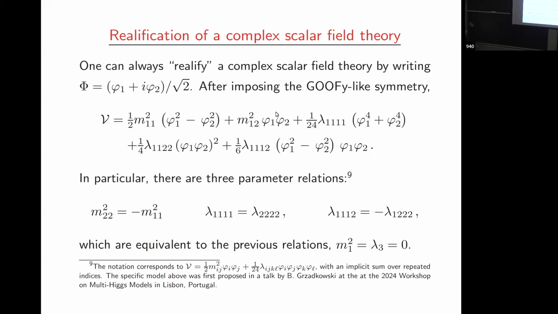And there are 3 parameter relations, and here they are. These are the parameter relations that are equivalent to m1 squared equal lambda 3 equals 0. And the reason I've done this is because if you look at these parameter relations, they look exactly like those two HDM parameter relations: lambda 1 equals lambda 2, lambda 6 is minus lambda 7, and m2 squared is minus m1 squared. So now we're getting something that looks very similar, in a much simpler setting.